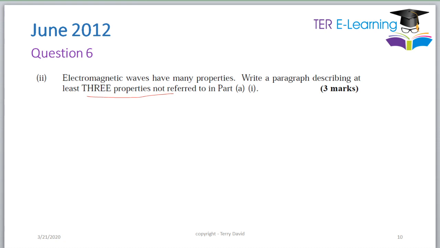Oh, I just realized I missed out part one, but I'll go back to that just now. Alright, so Emily is saying that they can be diffracted, refracted, reflected, and interference occurs. All of those are correct.